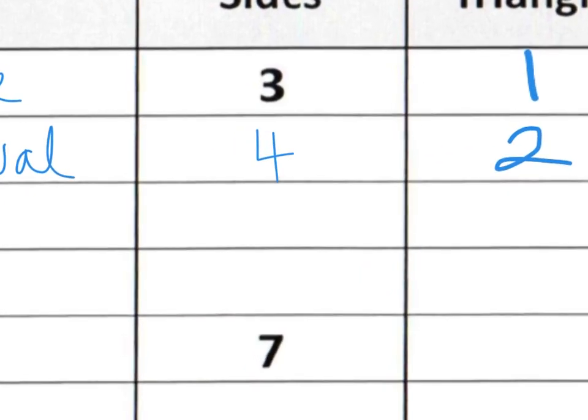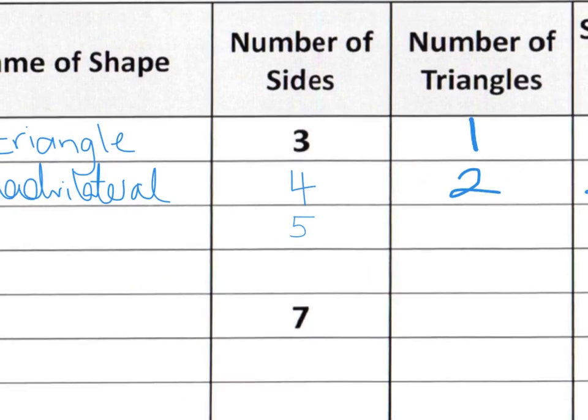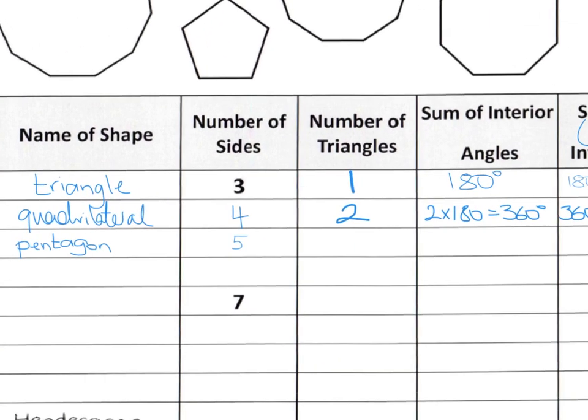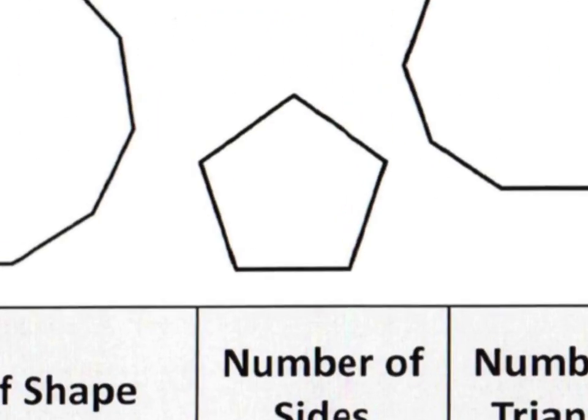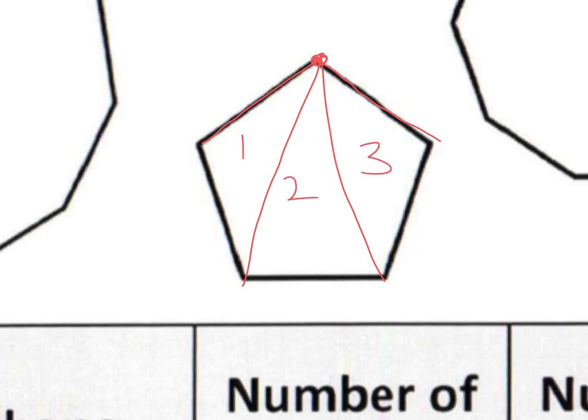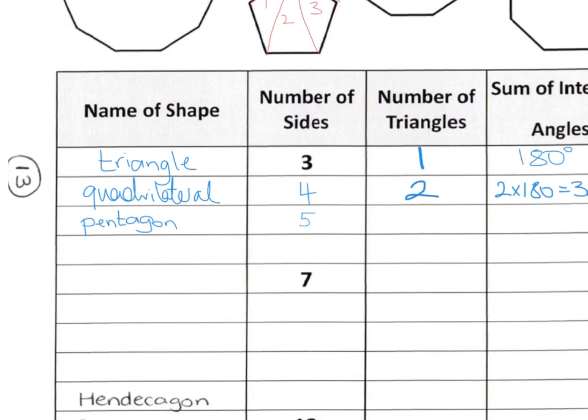Next, number of sides is going to be 5. A 5-sided shape is called a pentagon. Okay. Number of triangles. Well, let's see. Here's a pentagon. So again, you can pick any corner. I'm going to pick this one at the top. And then you draw a line from this corner to all the other ones. So that's 1, 2, 3, and 4. So we've got 1, 2, 3 triangles. Okay, so let's remember that. 3 triangles.